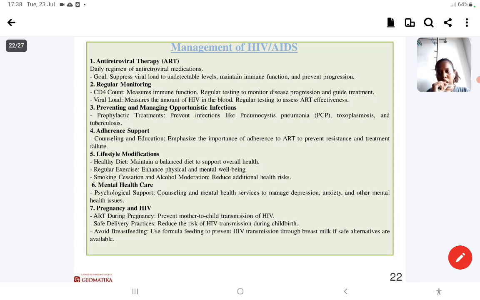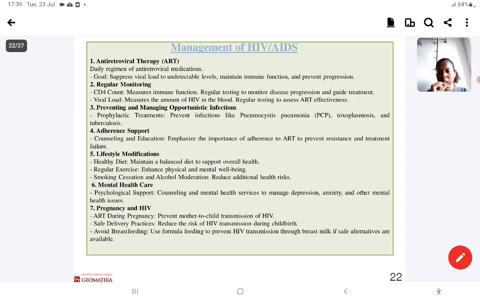It's based on counseling and education to emphasize the importance of adherence to ART to prevent resistance and treatment failure. Number five will be lifestyle modification, based on healthy diet, regular exercise, and smoking cessation. Number six will be mental health care, psychological support based on counseling and mental health services to manage depression, anxiety and other mental health issues.